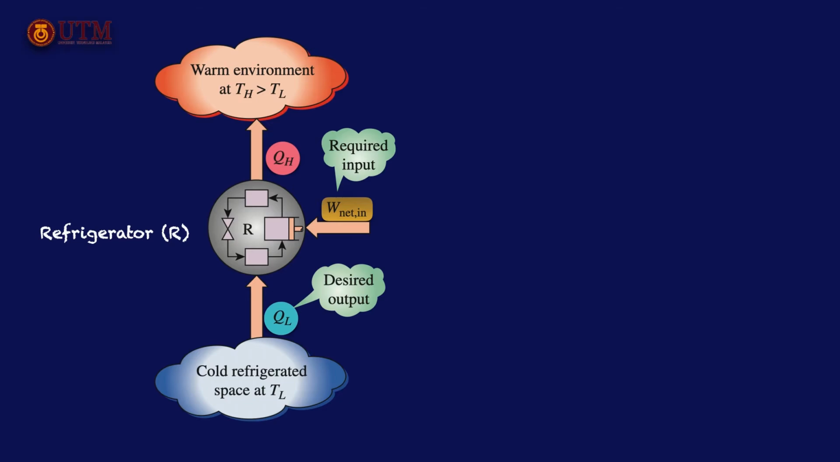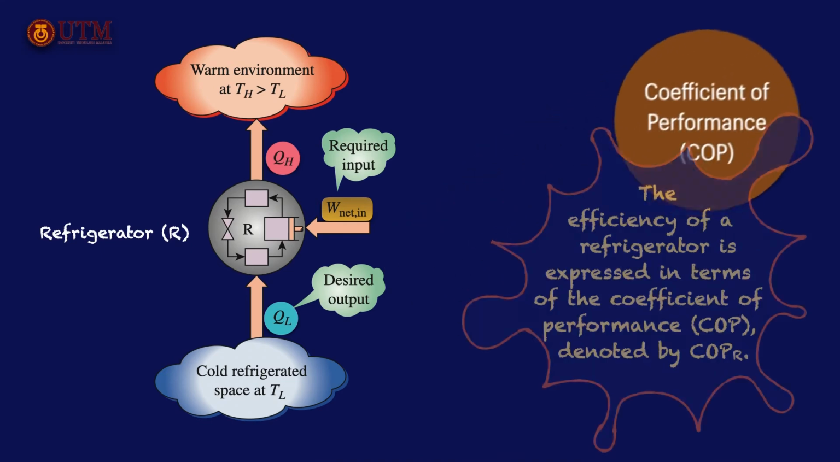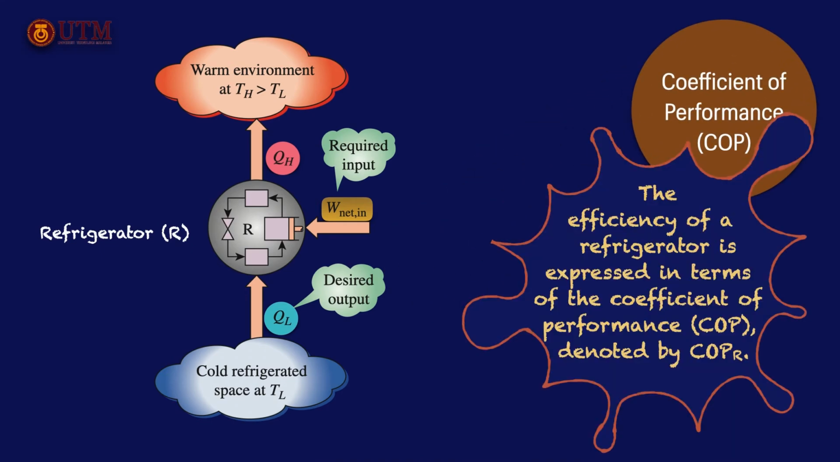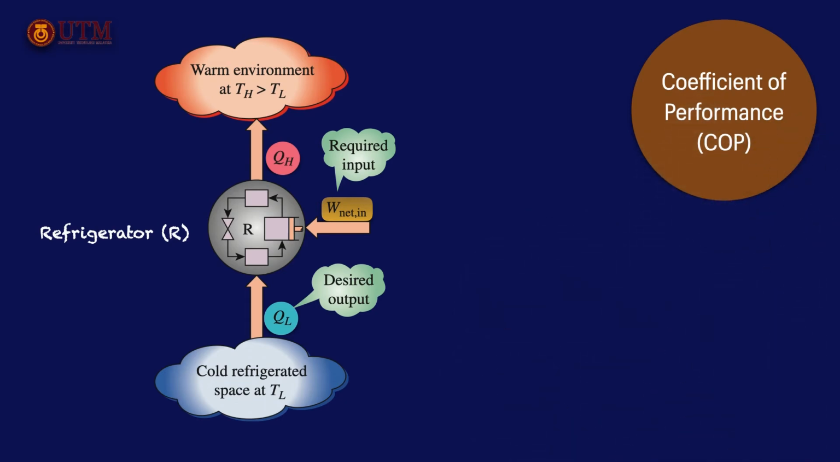The efficiency of a refrigerator is expressed in terms of the coefficient of performance. Usually we denote it as COP subscript R. Since a refrigerator's objective is to remove heat, QL, from the refrigerated space, a work input of W net is required to accomplish this. Therefore, the COP of a refrigerator can be expressed in the following form.